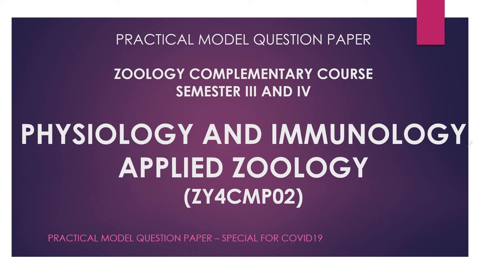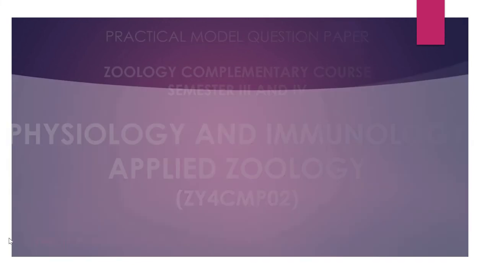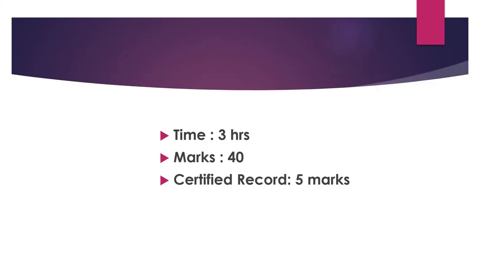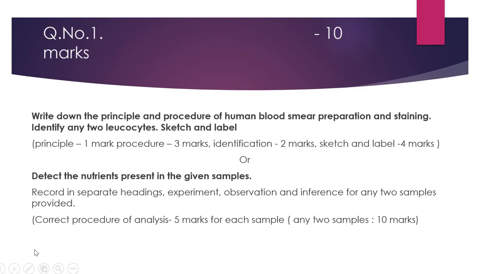Hello dear students, let's have a discussion on the practical model question paper, Zoology Complementary course, semester 3rd and 4th, Physiology and Immunology and Applied Zoology. Duration of the exam will be 3 hours and you will get a maximum of 40 marks, and there will be 5 marks for your certified records. Altogether there are 4 different questions.